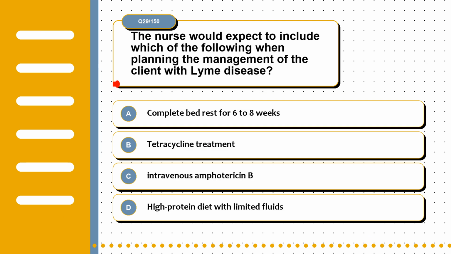Question 29. The nurse would expect to include which of the following when planning the management of the client with Lyme disease? Here are the options. Option A. Complete bed rest for 6 to 8 weeks. Option B. Tetracycline treatment. Option C. Intravenous amphotericin B. Option D. High-protein diet with limited fluids.